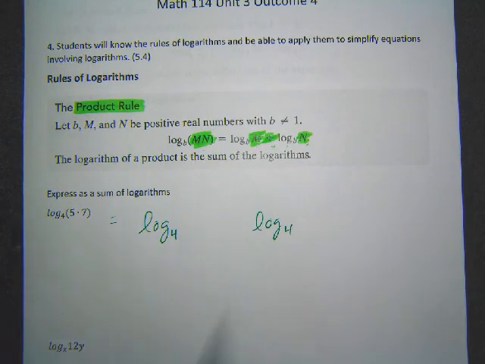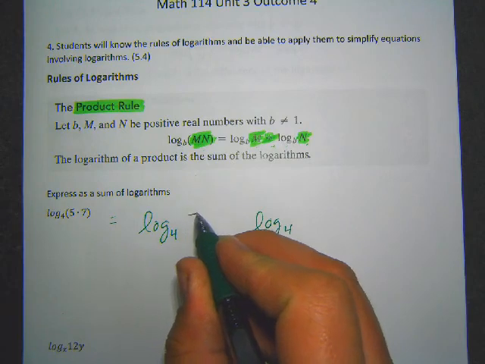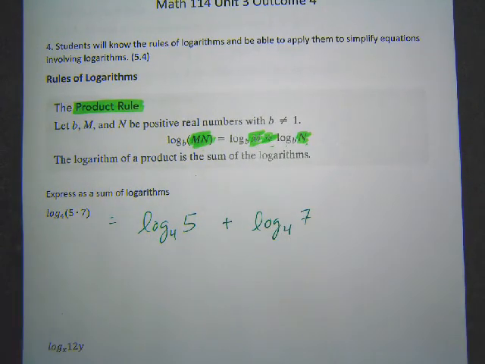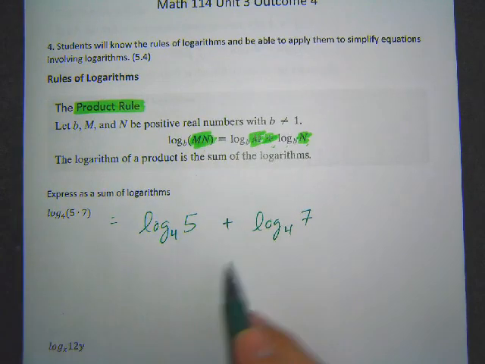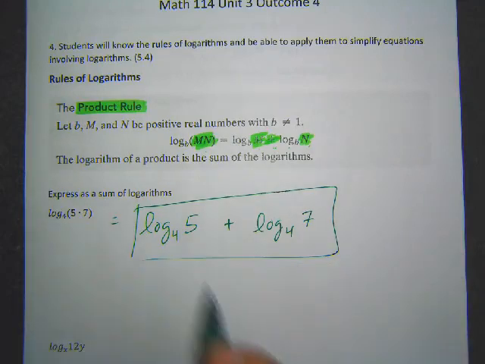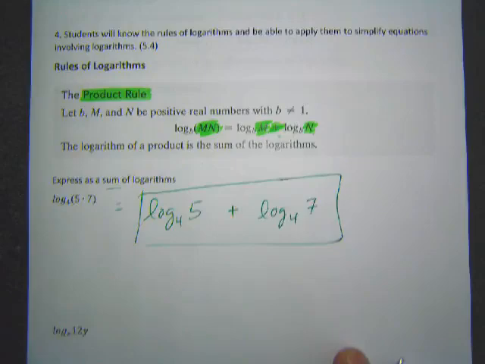So the base stays the same, and because we had a product inside, it turns into log base 4 of 5, log base 4 of 7, with a plus in between. So product inside turns into addition between the two separate logs. So we wrote it as a sum of logs instead of just a multiplication. So that's the product rule.